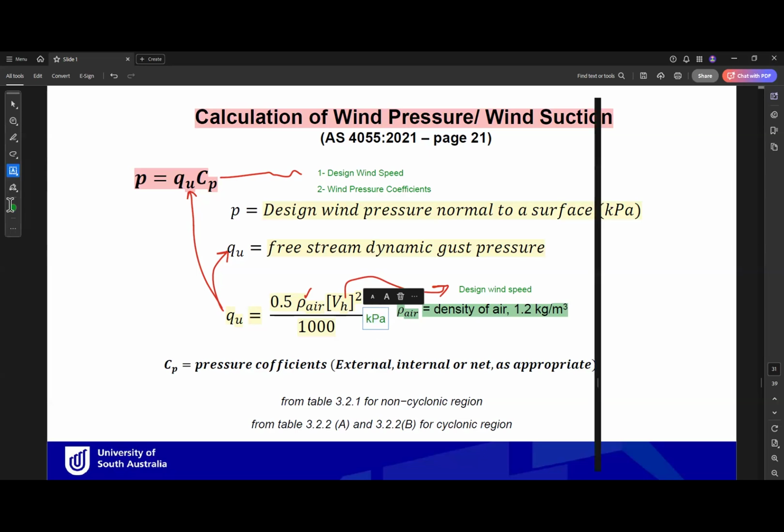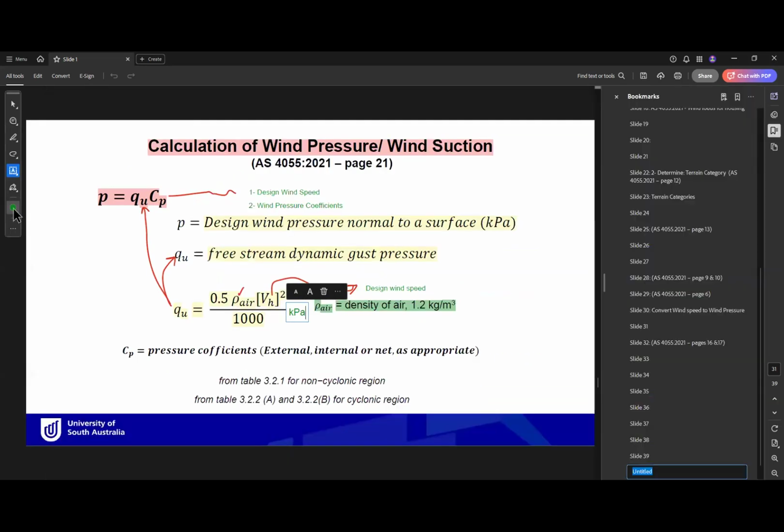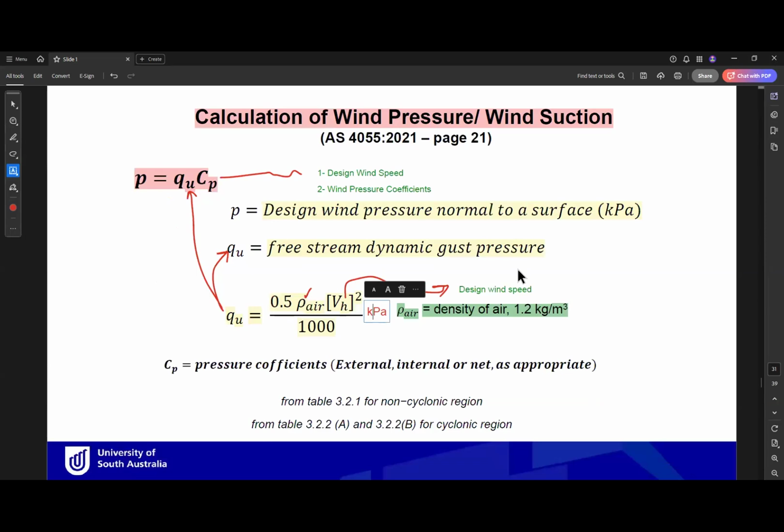So the unit for this value will be kPa. What is kPa equivalent to? If you remember, kPa is equivalent to kilonewton per square meter, right? This is similar to the units we used for dead load and live load calculation.